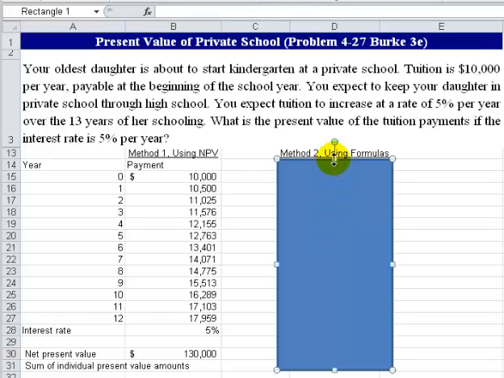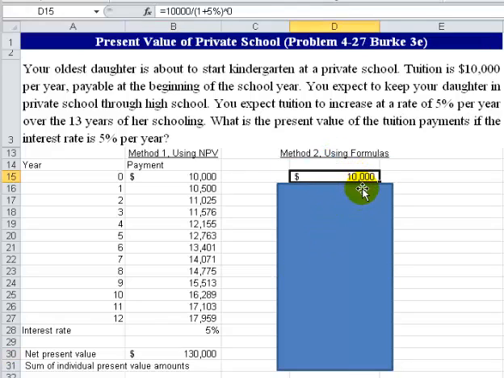But you could also solve this with formulas. So here's what we do. We know that present value is equal to the future value divided by 1 plus the interest rate raised to the power of n, the number of periods. So in the first case, I've got $10,000 divided by 1 plus 5% raised to the power of 0. Power of 0 always equals 1. So $10,000 divided by 1 gives us 10,000.